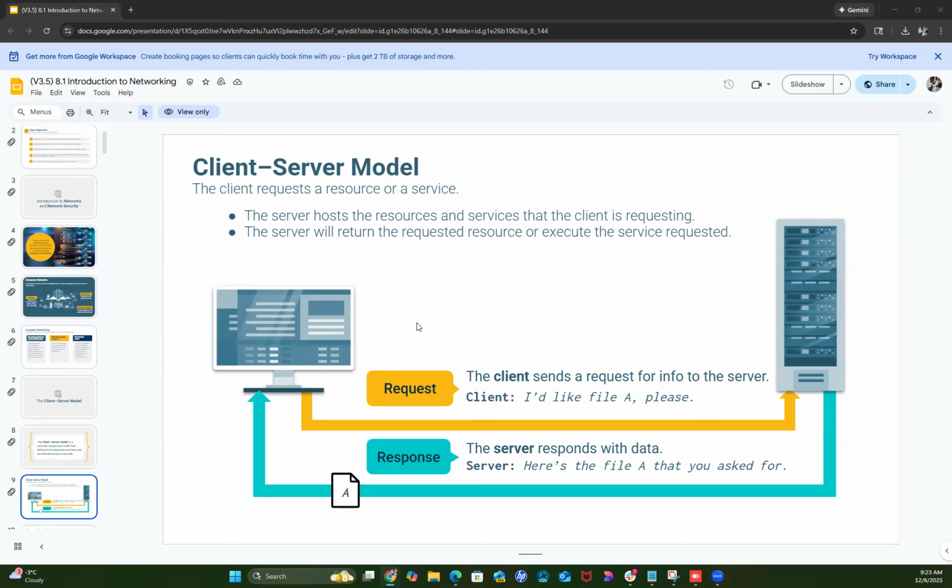Let me give an example so you can understand. For example, you go on Facebook to check your friend's vacation photo. So your web browser is the client requesting the resource, your friend's vacation photos. The Facebook web server is the server that hosts the image files of your friend's vacation photo. The Facebook web server is responsible for returning the requested photo back to your web browser. So this is the client server model.